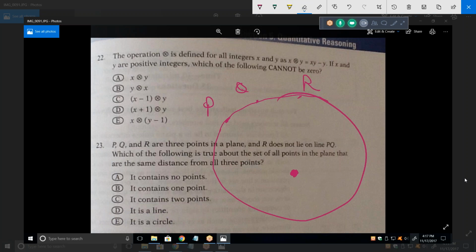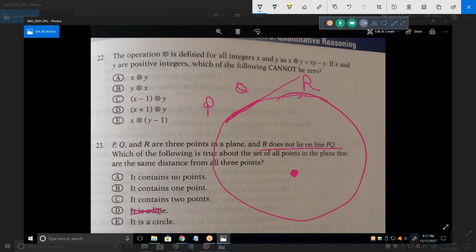I know it's not a line for sure, because they say R does not lie on the line PQ. So R certainly could not lie on the straight line PQ. But is PQ a straight line? Well, a straight line is any 2 points. So no matter where P is and no matter where Q is, I can draw a straight line between P and Q. And R is not on it. So it's definitely not that.